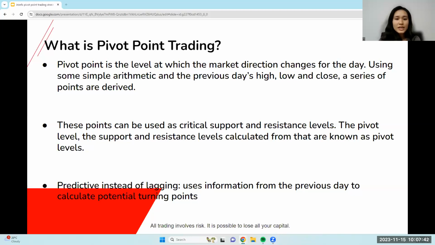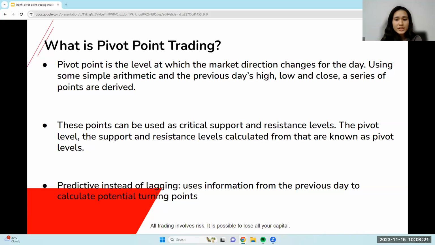And then the first support level is calculated as two times the pivot point minus the previous day's high. And then the first resistance is calculated as two times the pivot point minus the previous day's low. And then the second support and resistance levels are calculated by adding and subtracting the difference between the previous day's highs and lows to and from the pivot point. But we'll get into that in the next few slides. And normally these points are calculated for you already.